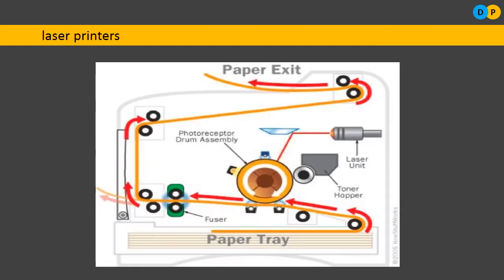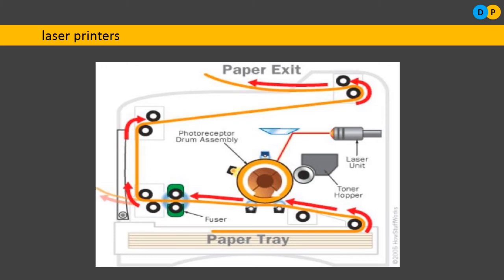Another important variety of printer is the laser printer. Laser printers are commonly referred to as page printers, because an entire page of printout can be taken at once. So what happens in laser printers? Laser printers have ink powders, also referred to as toners.